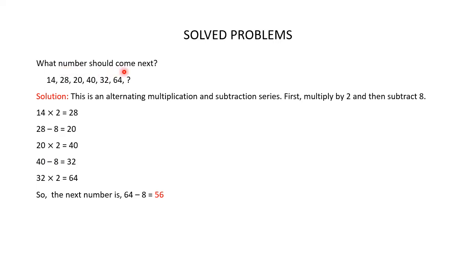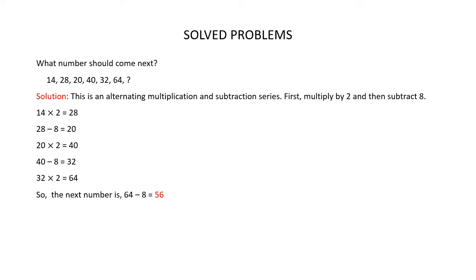What number should come next in this number series? 14, 28, 20, 40, 32, 64, question mark. You have to find what number will come after 64. When you observe the numbers in this number series, you'll notice that there is an increase, decrease, increase, decrease, and increase in the numbers. So you'll know that this is an alternating series.